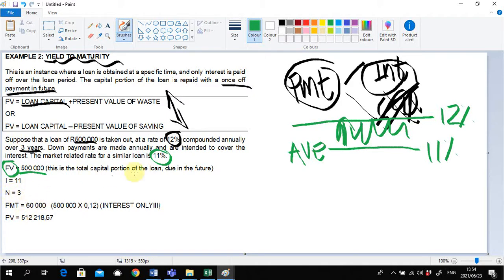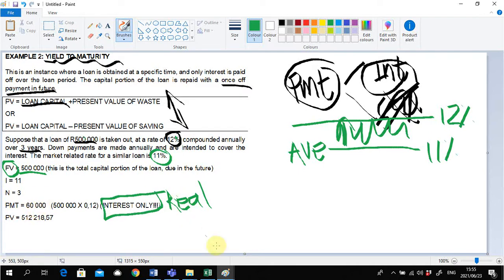Then the payment. Now the payment consists of interest only. So I can go and calculate, but what is the interest that I'm paying? And just mind, this is your real interest, right? This is real interest. So this is what you are owing, the 500,000 times the real rate that you are paying, which is 12%. So the payment is easy to calculate.